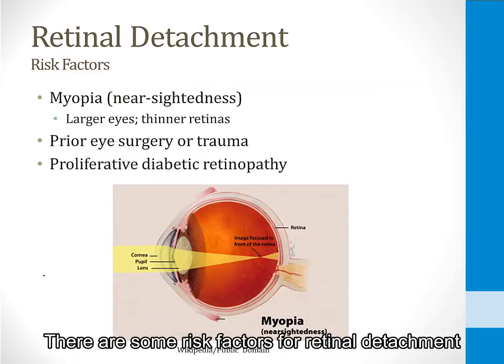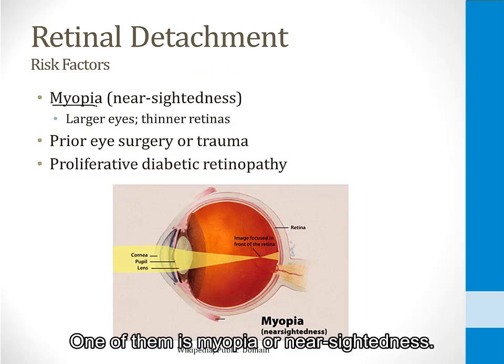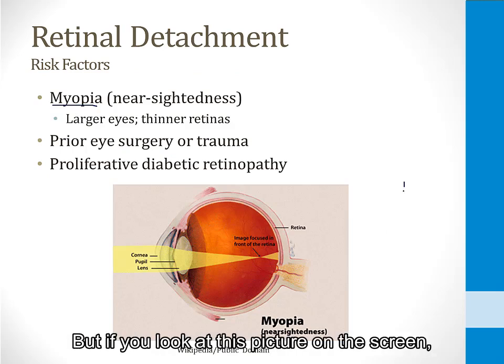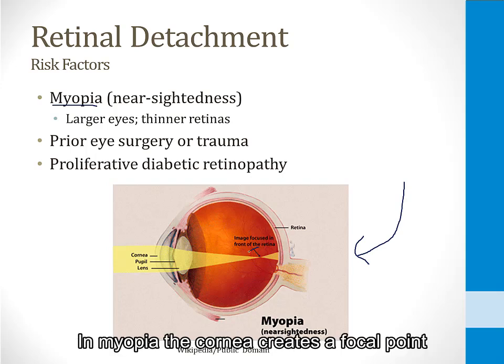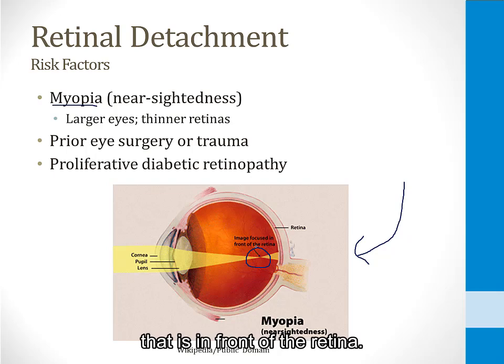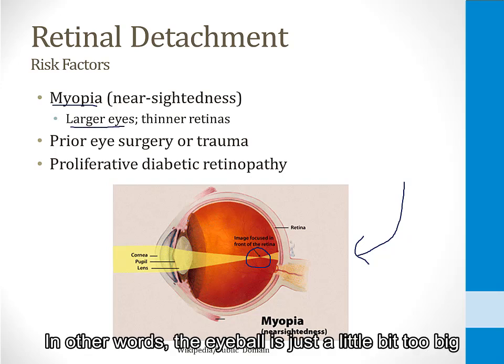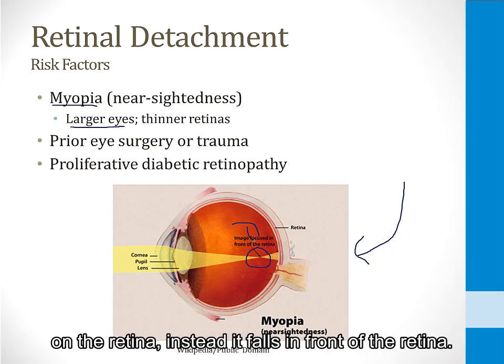There are some risk factors for retinal detachment that you should know. One of them is myopia or nearsightedness. I talk about myopia in detail in the video on the lens, but if you look at this picture on the screen, it shows an example of what happens in myopia. In myopia, the cornea creates a focal point that is in front of the retina. This can occur when patients have larger eyes. In other words, the eyeball is just a little bit too big, and therefore the focal point of the cornea does not fall on the retina. Instead, it falls in front of the retina.